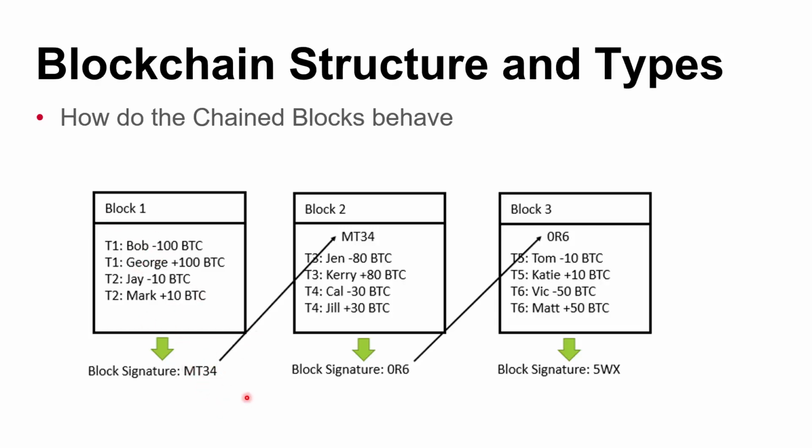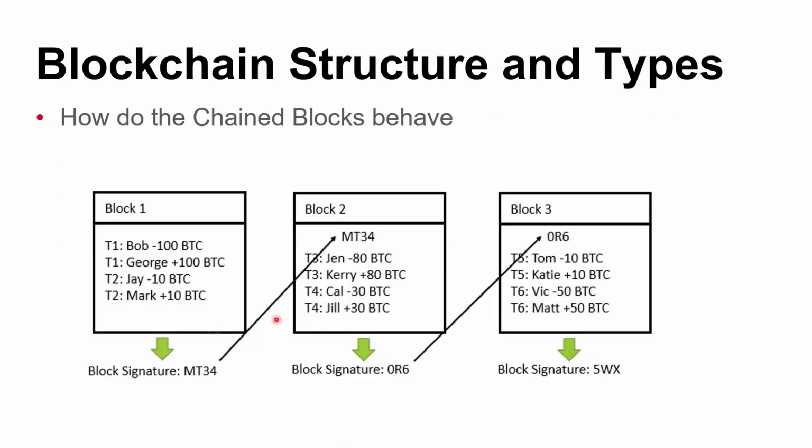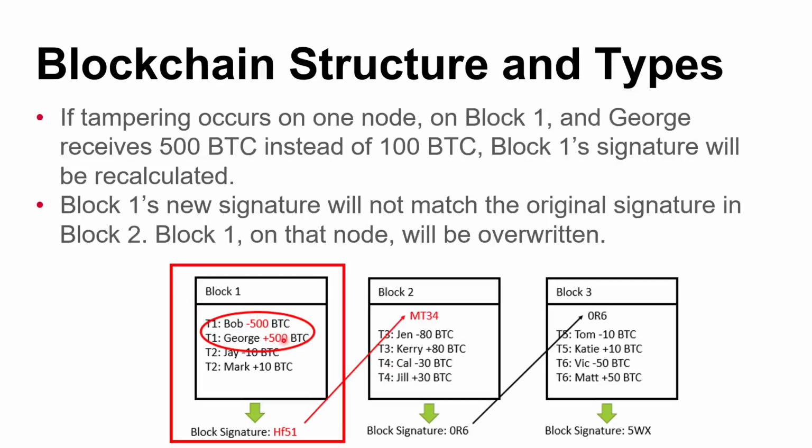This is obviously fictitious. We can see here that if someone went in and changed this, so George, who previously had 100, now has 500, we would see that the hash here would change, and it would no longer be pointing to block number 2. Then the miners on the network can take action to overwrite block 1 with the correct data.